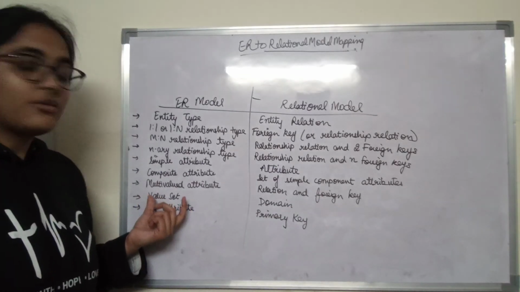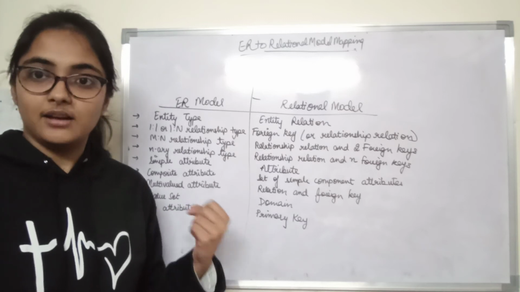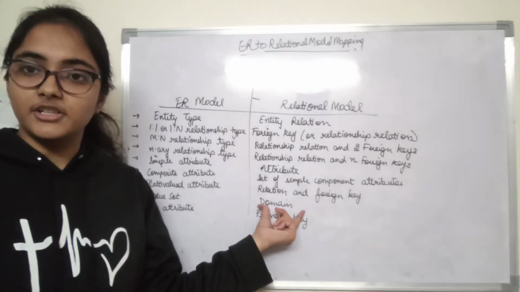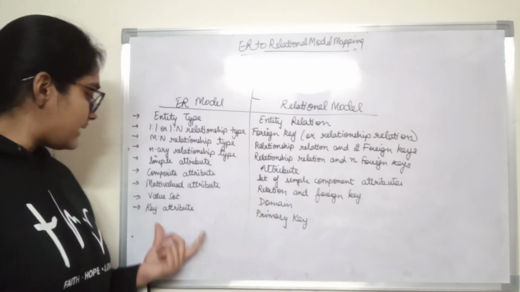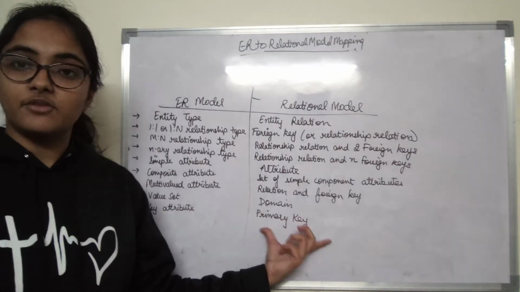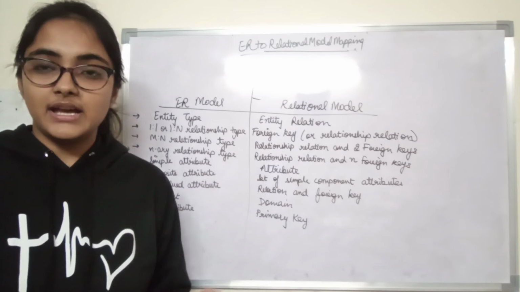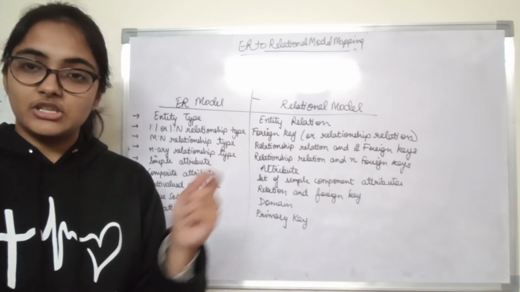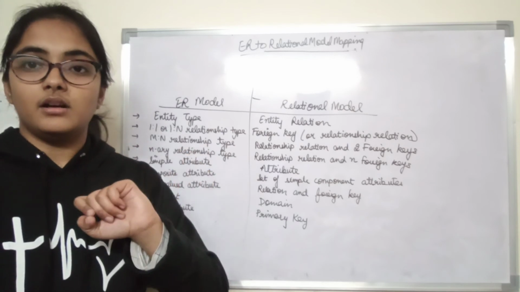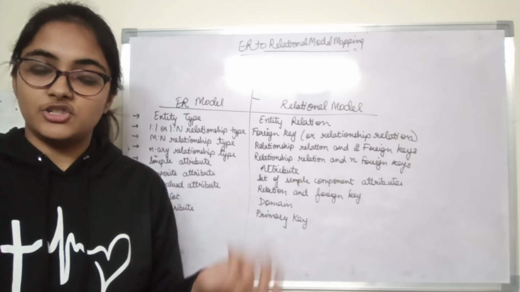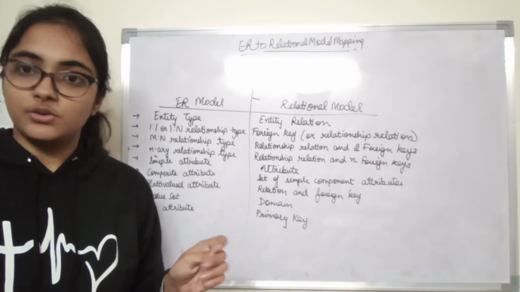Another one is value set. Value set was the set of values that every entity can take, and this is converted into domain. Domain also refers to the same thing, just the name is changed, right? So a key attribute is converted to a primary key. In case there is more than one key attribute in the ER model, we just chose one of these key attributes as the primary key attribute of the new relation, right?